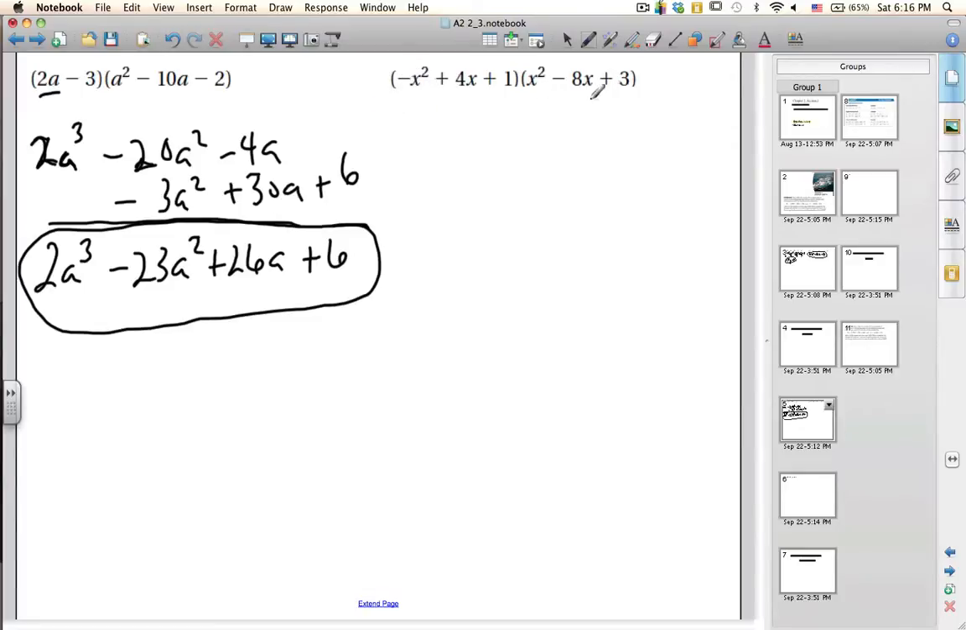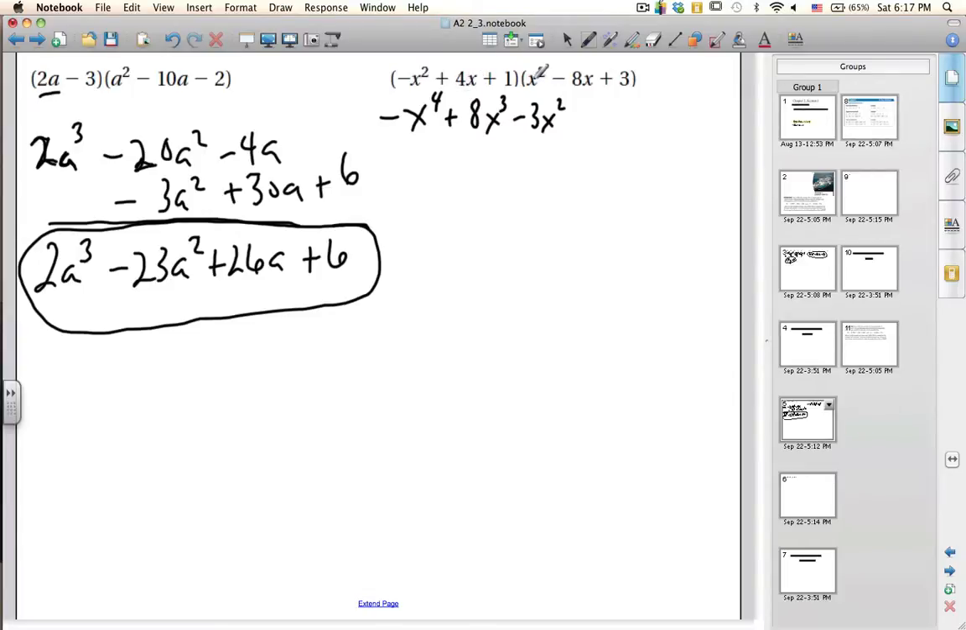is I'm going to take these all and multiply them together, but I'm going to keep them as a horizontal string. So minus x squared times x squared is minus x to the fourth. Minus x squared times minus 8x is plus 8x cubed. Minus x squared times plus 3 becomes minus 3x squared. And now I move to the next term.